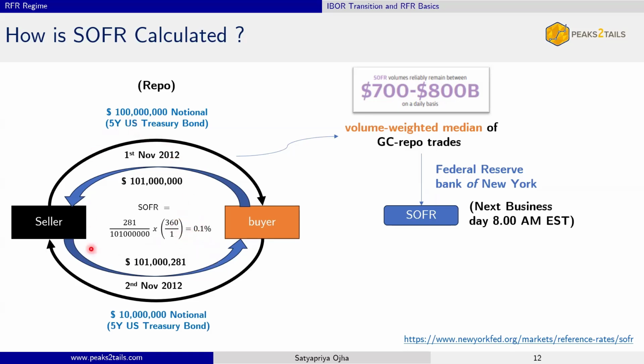Okay, it is from one specific transaction. Imagine these many transactions per day, 700 billion to 800 billion dollars of transactions per day. Take all these transactions, take these SOFR rates, and then calculate a volume weighted median, not mean. Remember, in the case of LIBOR, it was mean, and we know that mean is sensitive to outliers, right? Of course, we trim the outliers, but still, median is a little bit more robust statistic.